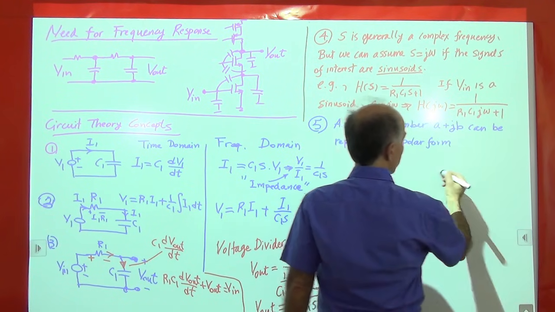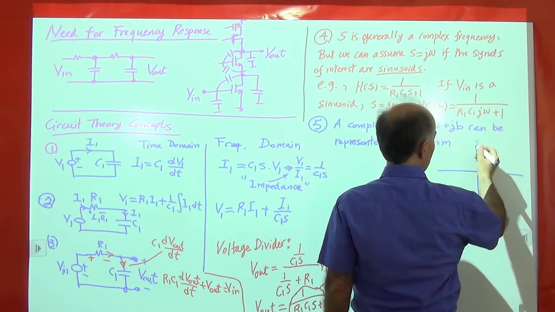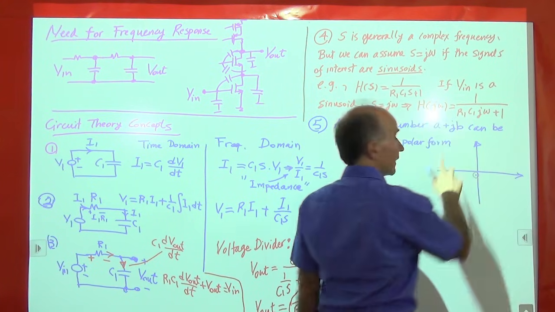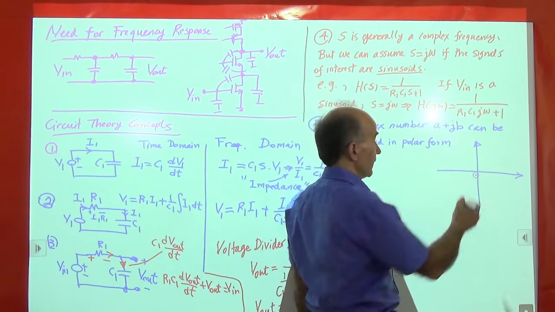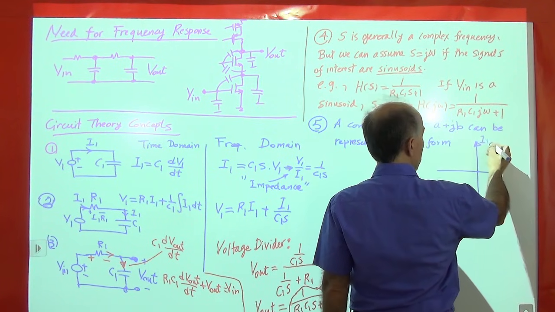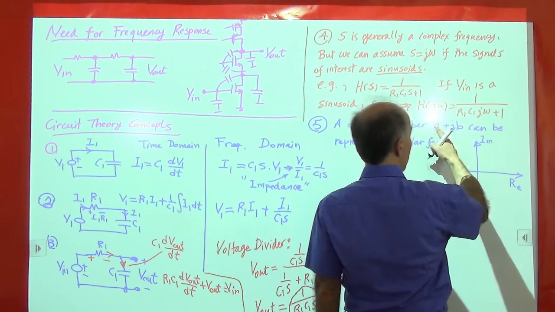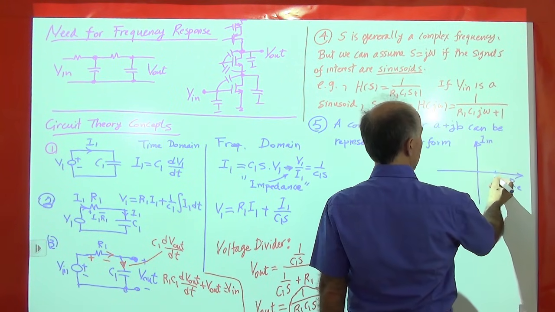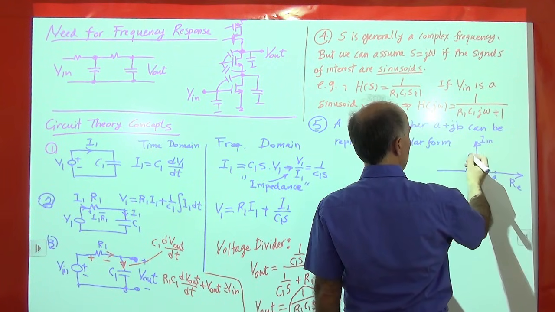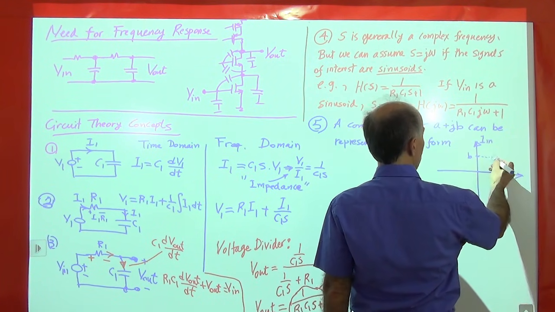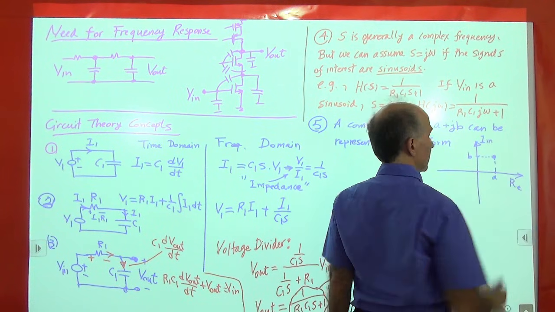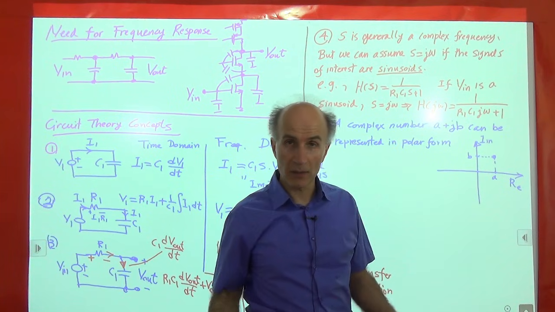So let me show you. Suppose that we have a Cartesian representation of this. So this is the imaginary axis, this is the real axis, right? Okay, so this says the real part is A, the imaginary part is B, so the point of interest is here. So that's the Cartesian representation.